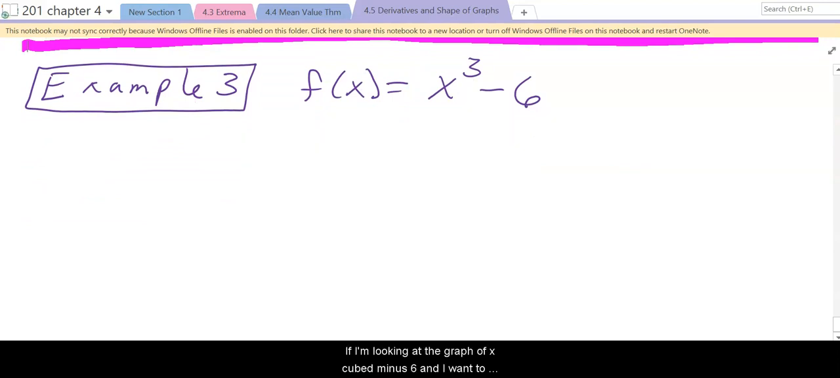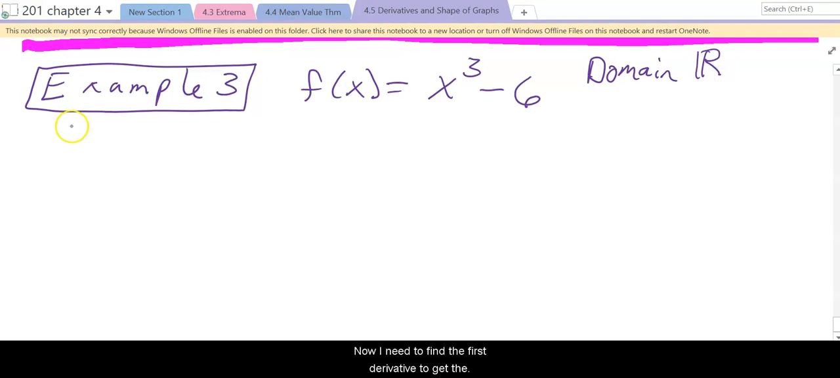If I'm looking at the graph of x cubed minus 6 and I want to know where the relative extreme is, the question is, can I use the second derivative test? To apply the second derivative test, the first thing I would like to do is analyze the domain. Make sure that all the values you're looking at are in the domain of the function. As a polynomial, the domain is all reals, so I have no restrictions.